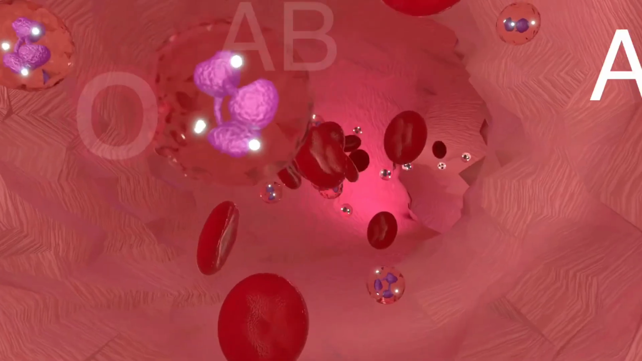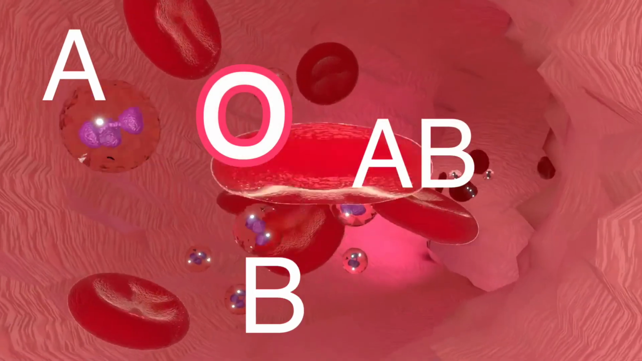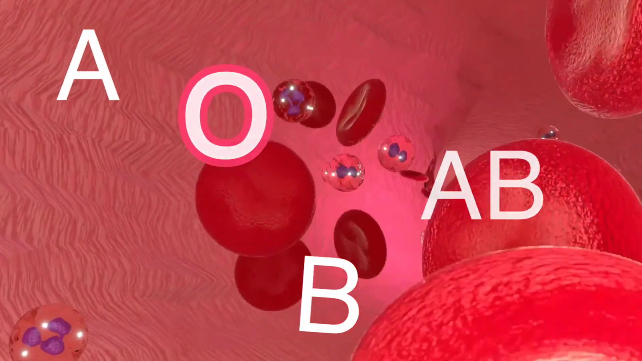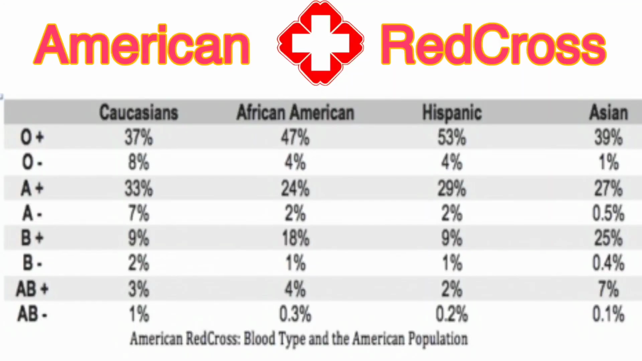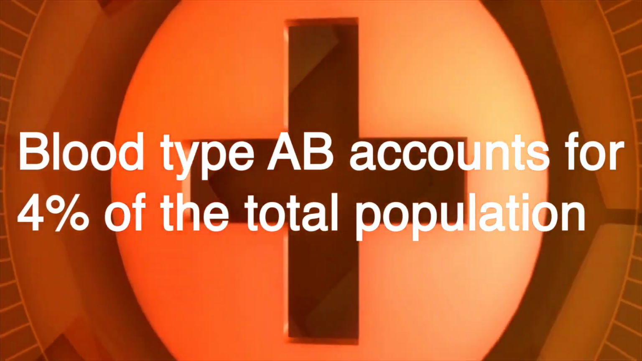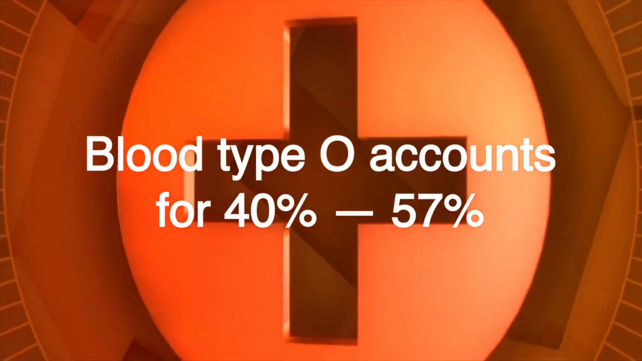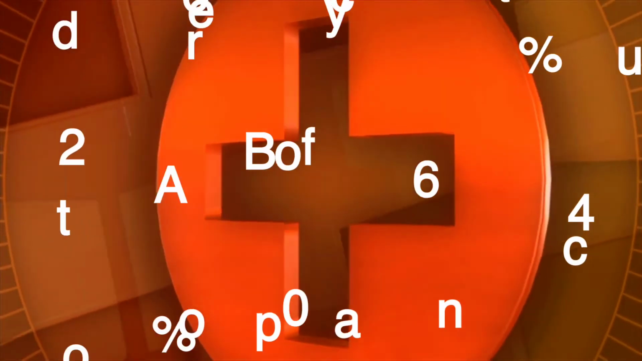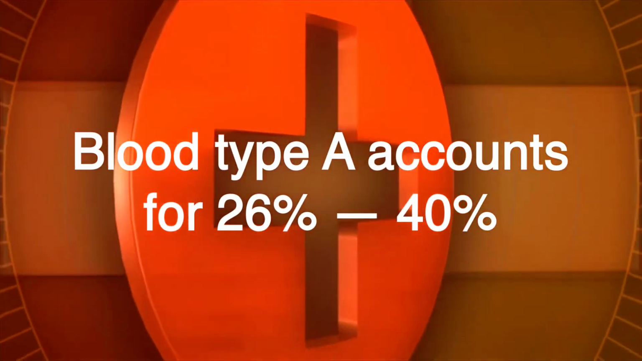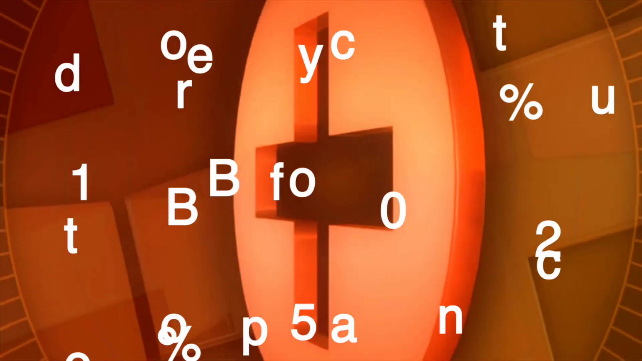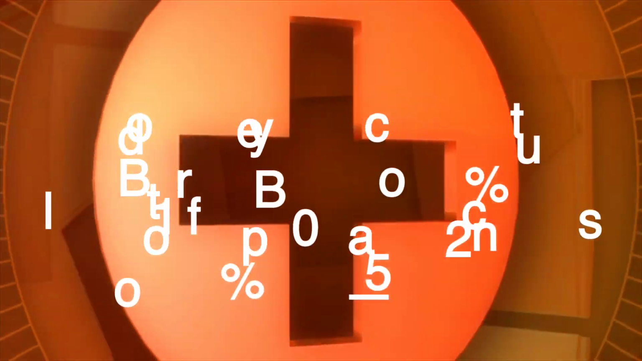We all know that human blood types are mainly divided into 4 types: blood types A, B, AB, and O. Though there are other blood types, they are rarer, so we will skip over them for now. From the statistics of the American Red Cross's blood type and ethnicity, people with AB blood type account for the smallest proportion of all ethnic groups, about 4%, and people with O blood type are almost more numerous, accounting for about 40% to 57%, followed by people with type A blood, accounting for 26% to 40%, and people with type B blood accounting for 10% to 25%.